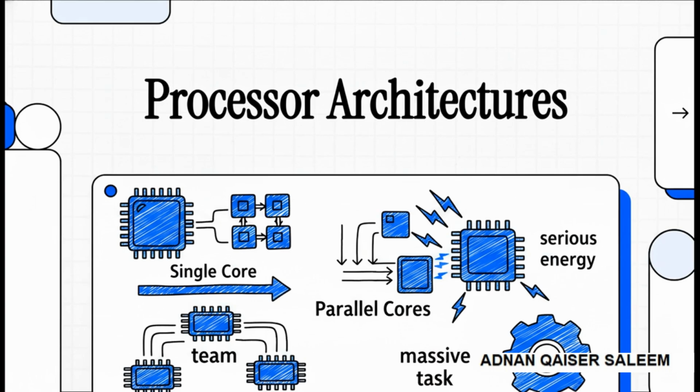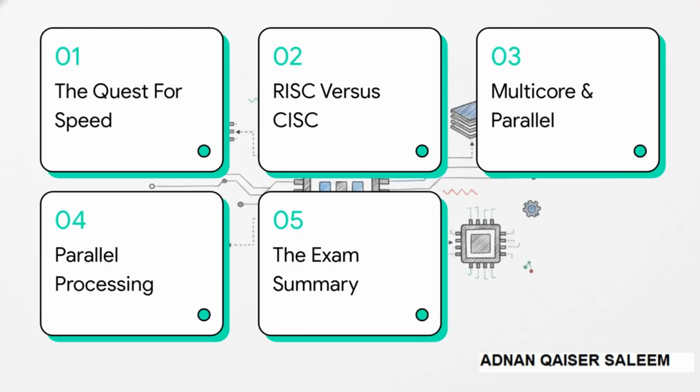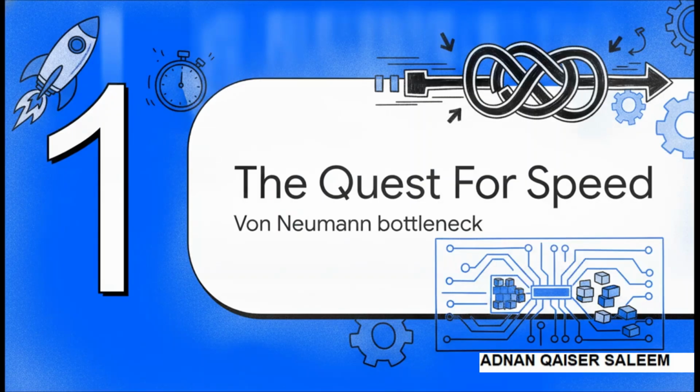Let's get into it. All right, let's just quickly glance at today's roadmap. 1. The quest for speed. 2. RISC versus CISC. 3. Multicore and parallel systems. 4. Types of parallel processing. And finally, 5. The exam summary. Starting right off with Section 1, the quest for speed, overcoming the von Neumann bottleneck.